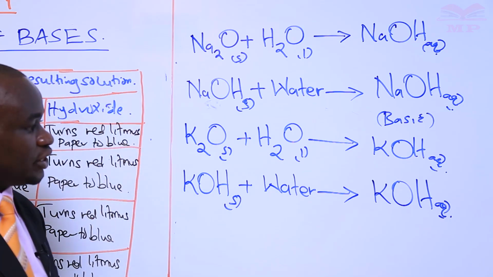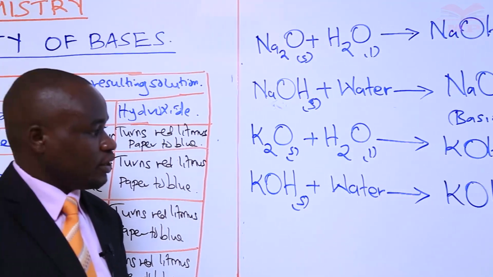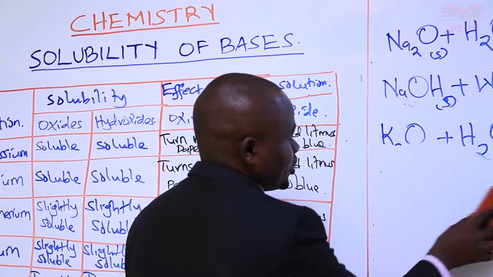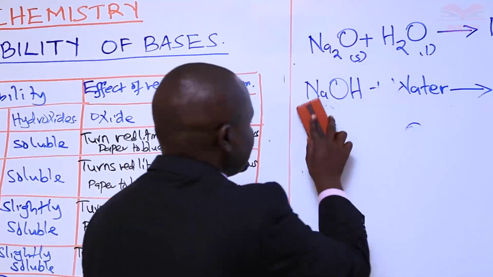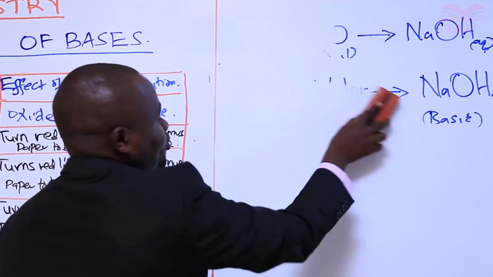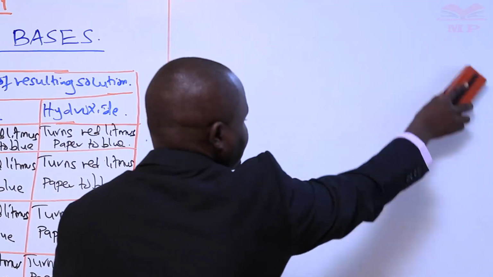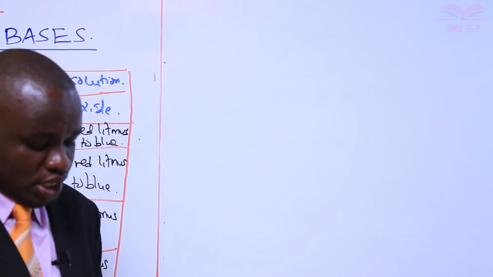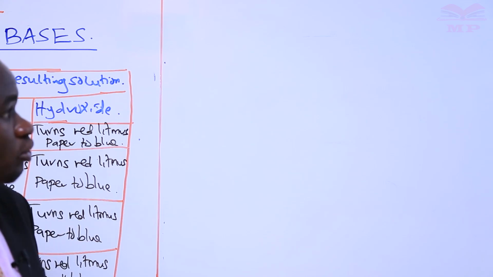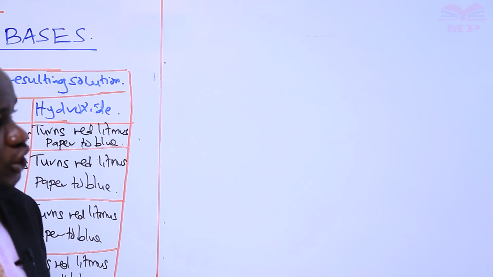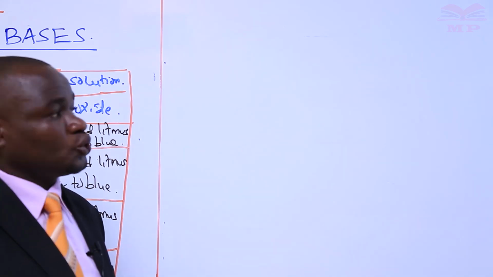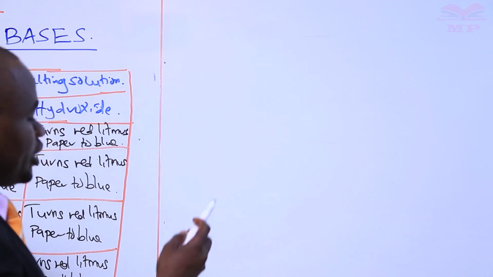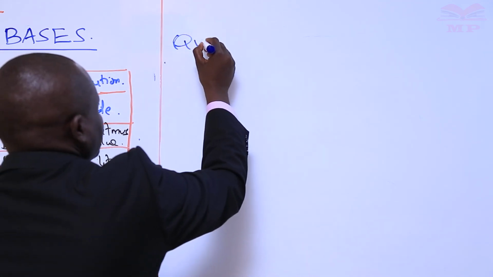So learner, we have come to the end of our lesson, and I want you to try the following questions. Remember, we have been talking about solubility of bases, and we have seen that some bases are soluble in water while others are insoluble. Those which are soluble dissolve to produce a basic solution. We have seen that from the equations. So you try these questions.